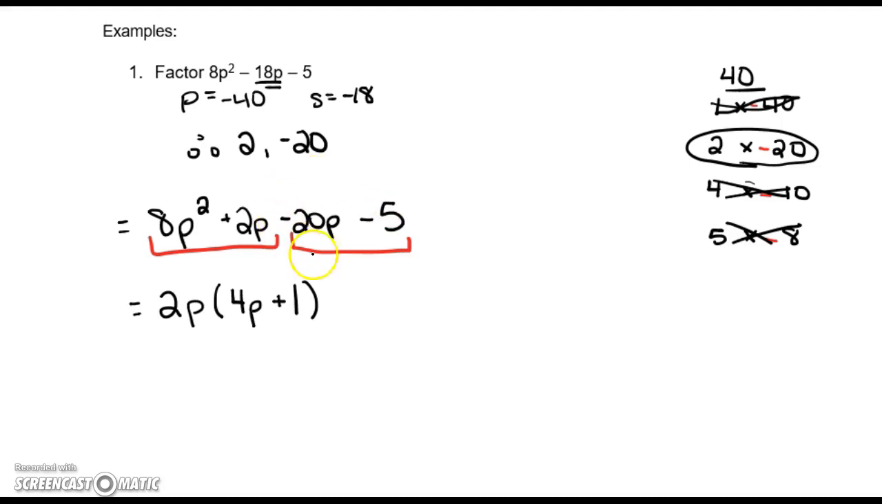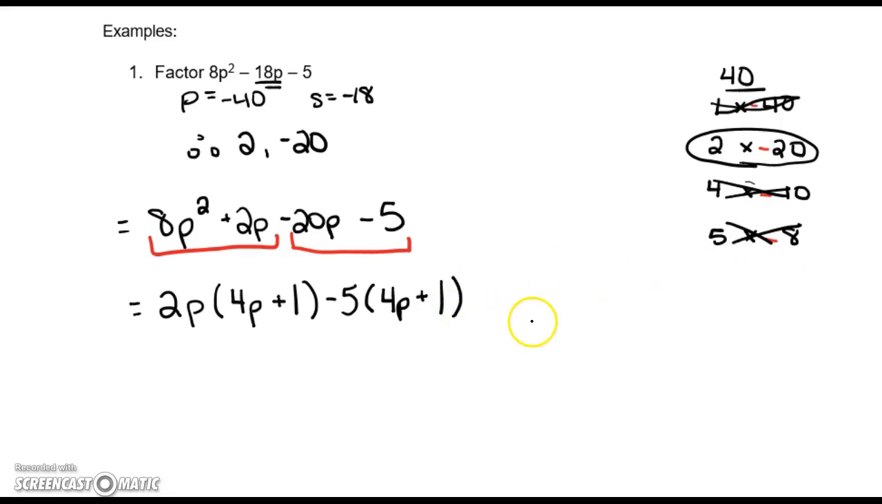Then moving over to my second group, I'm going to look at what's in common with negative 20p and negative 5. In that group, we have a negative 5 in common. So I'm going to divide each term by negative 5. Negative 20p divided by negative 5 is positive 4p. Negative 5 divided by negative 5 is positive 1, so we can separate that with a plus sign.